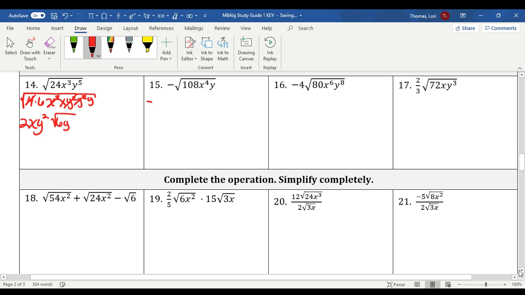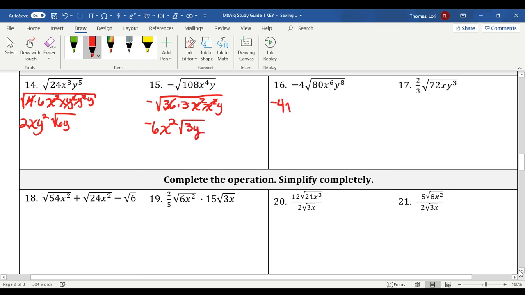Here on 15, we have the understood negative 1 that we must bring down. And 108 can break down into 36 times 3. X to the 4th can break down into x squared times x squared, and then we have y. The square root of 36 is 6 times this negative 1 that's already there. That gives us negative 6. We take the square root of x squared, and we take the square root of another x squared, and then we have radical 3y left.